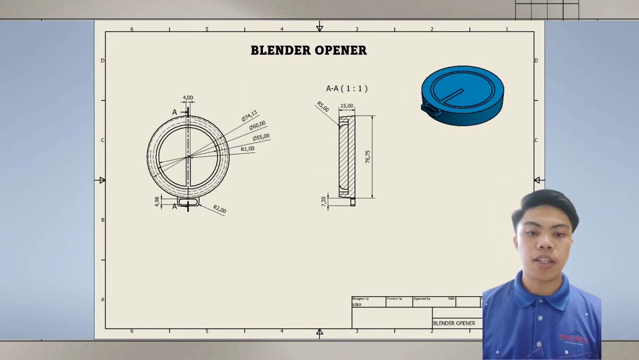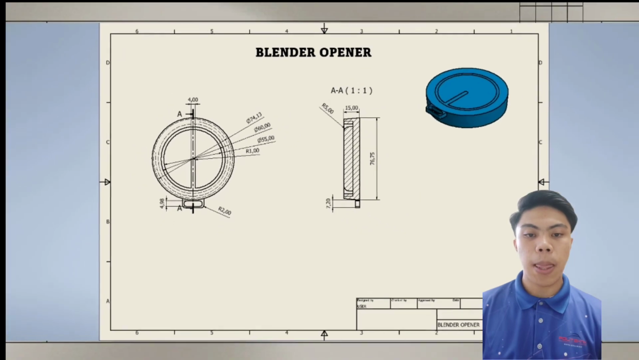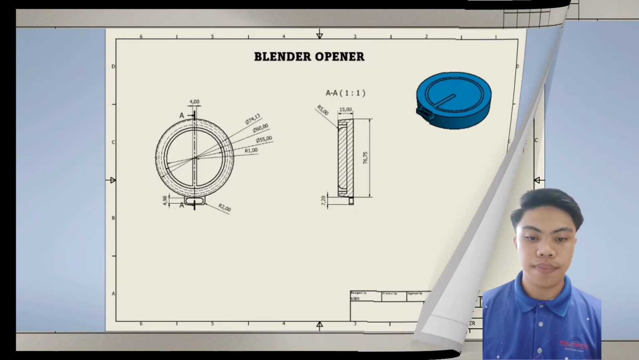The 8th part is blender opener. The blender opener is made from plastic. It has 15mm of thickness and 76.75mm of diameter. This part is made to prevent the food from spilling or splashing while blending.